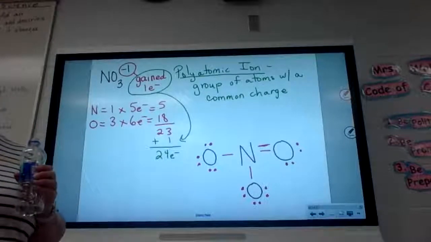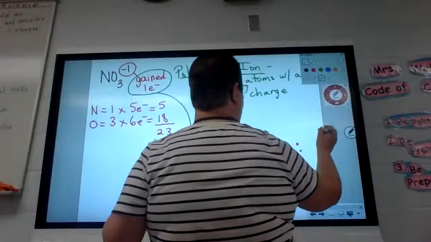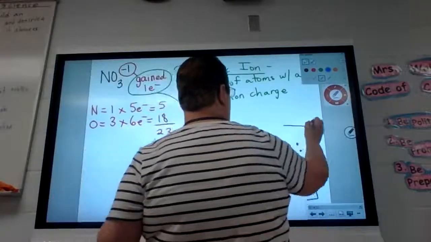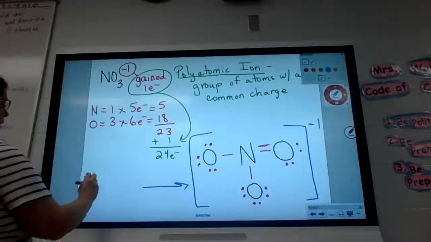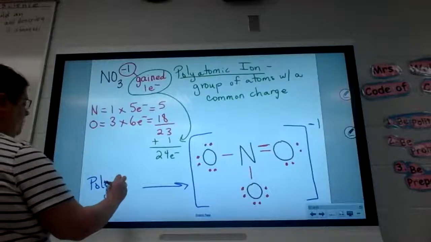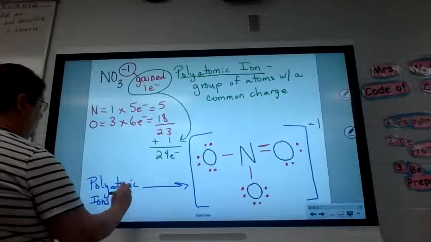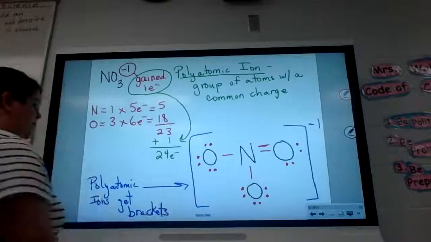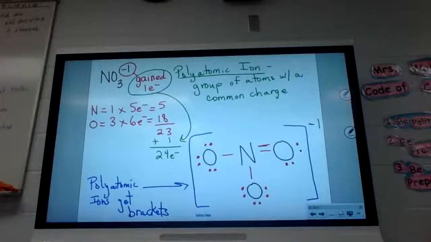Now, last step with a polyatomic ion. You have to let people know it's a polyatomic ion. So it gets brackets and its oxidation number right there. Okay? Polyatomic ions get brackets. You have to show people it's a polyatomic ion. Okay? So you put brackets and then the oxidation number out to the side.